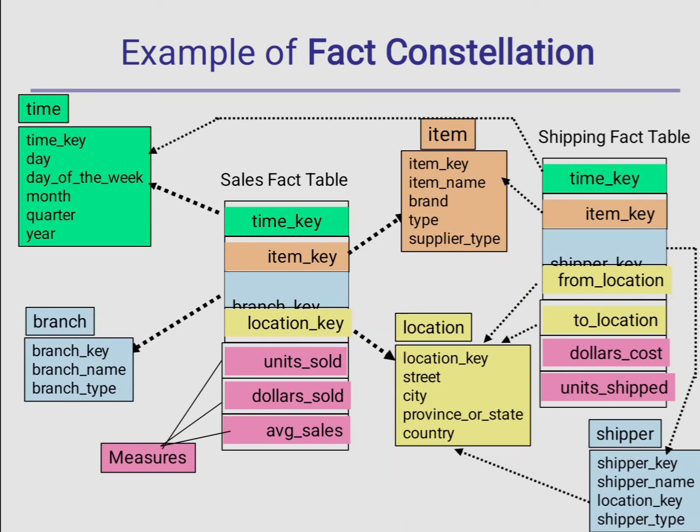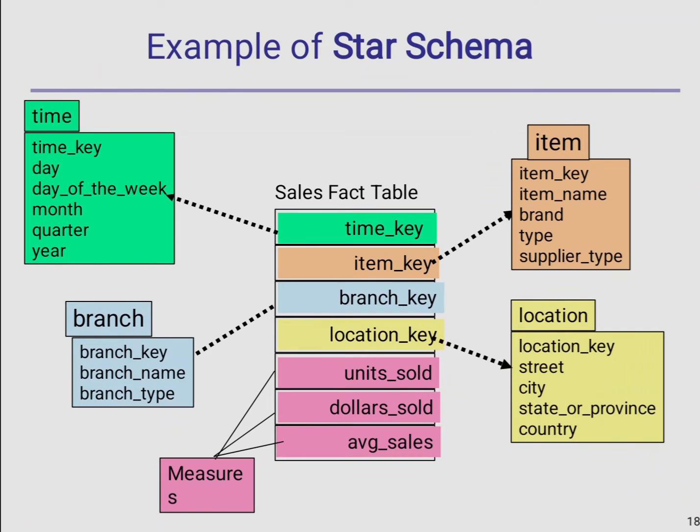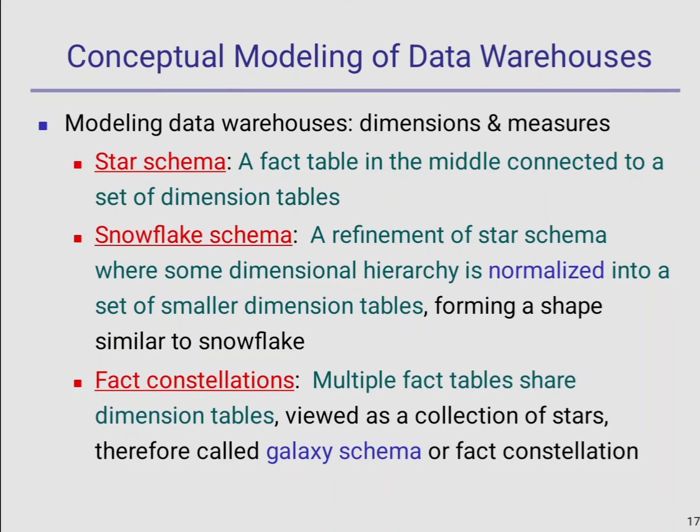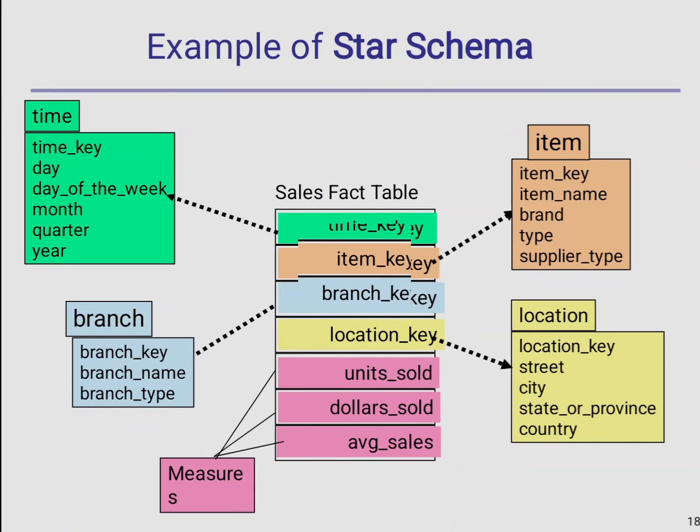Next we have fact constellation, where we have multiple fact tables, 2 or more fact tables connected to each other and connected to the dimension tables. So here we have a sales fact table and a shipping fact table, which are again connected with the same dimension tables, that is item and location. So this is fact constellation. Very important question and a very easy one also. You can easily understand this: star schema, snowflake schema, and fact constellation.